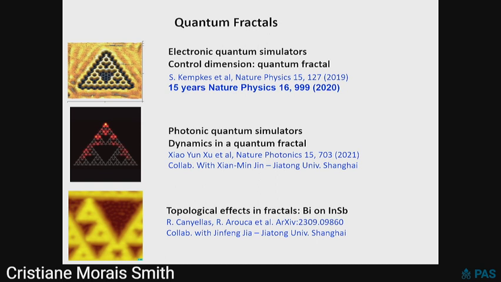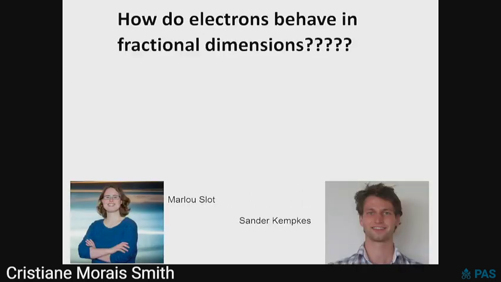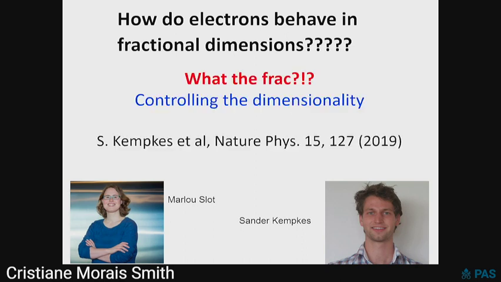This is the question we have been already investigating for a few years. So I will try to show you very briefly the first part, which is when we built the first quantum fractal in the nanoscale with electrons. The second one is now simulations of the dynamics in a fractal using photonic waveguides. And the last one is a real material, bismuth, one single layer of bismuth on indium antimonide, which has now topological properties. Okay, so the first question, how do electrons behave at fractional dimensions?